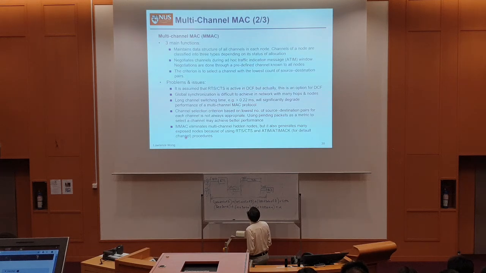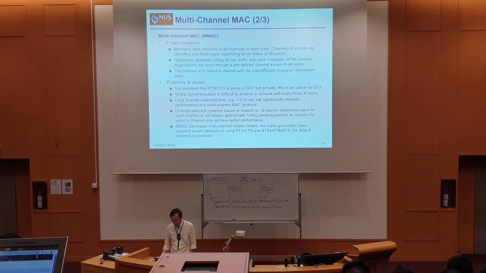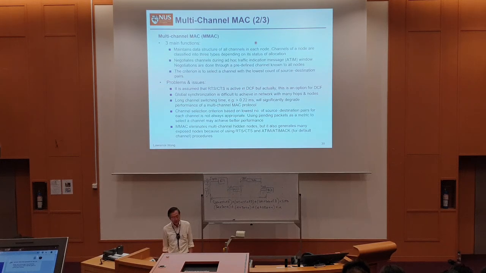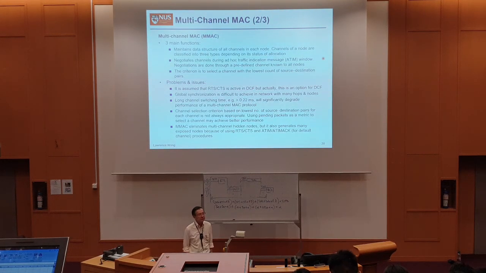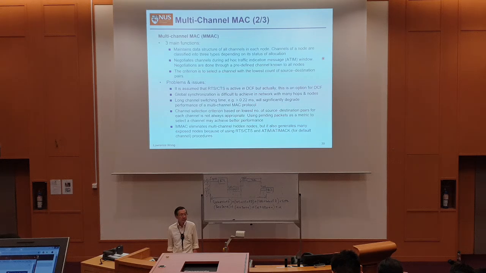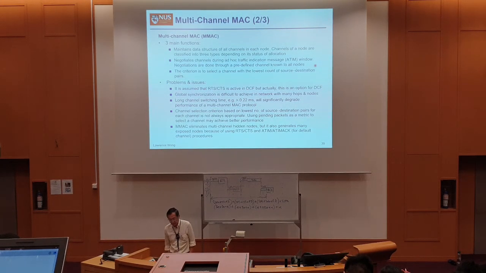This is the first one. MMAC is a multi-channel MAC, single radio. Okay, three main functions. So there's a certain data structure for all the channels. Okay, there's negotiation of which channel to use during a certain time interval called the ATIM window, ad hoc traffic indication message. So that's where you do the negotiation of which channel to use. And the negotiation is done in a common channel, a predefined common channel. So this is a messaging channel, if you like.